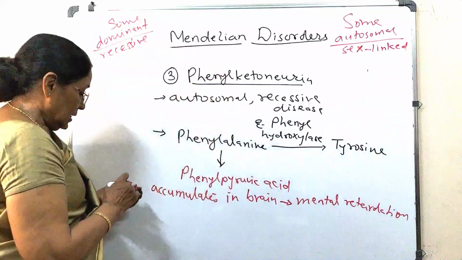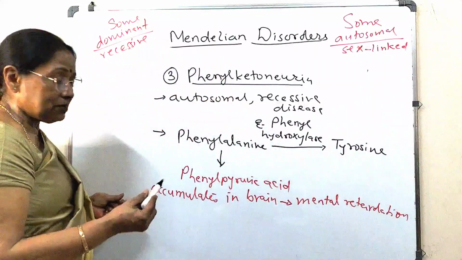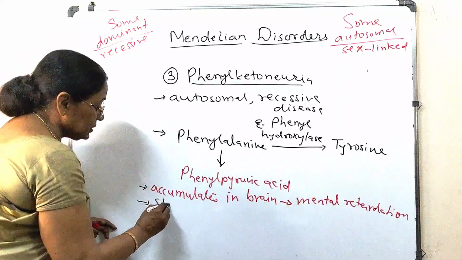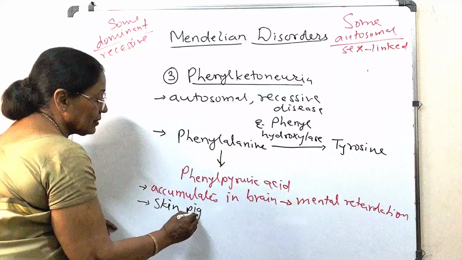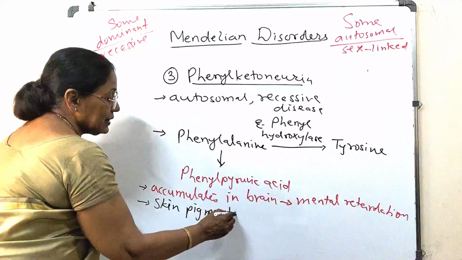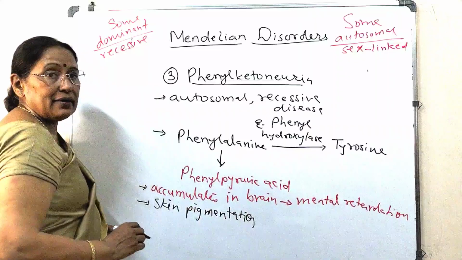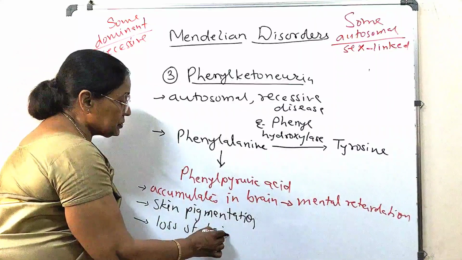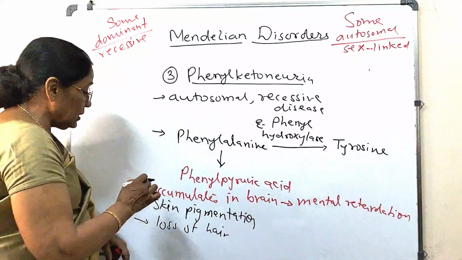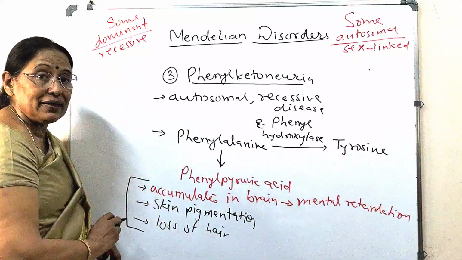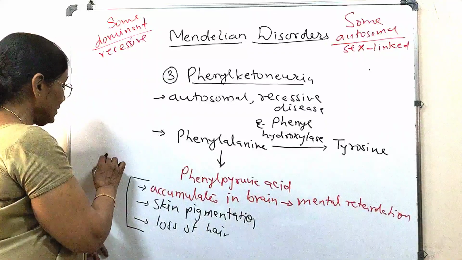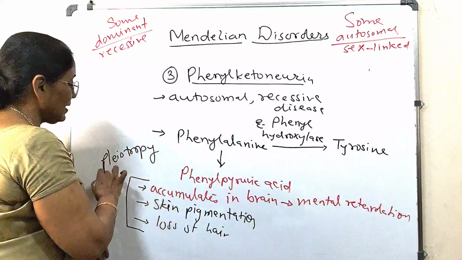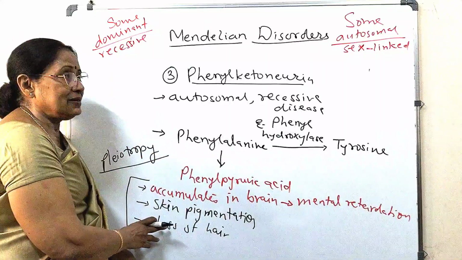There are other symptoms also, like skin pigmentation. Then loss of hair is there. So as one gene is having more than one effect, this is an example of pleiotropy. This we have studied in pleiotropy. While studying pleiotropy, we have discussed this.